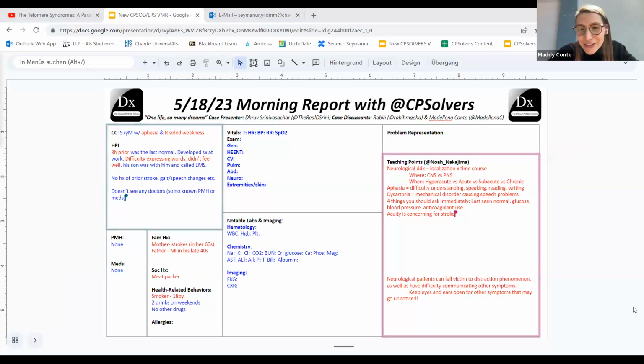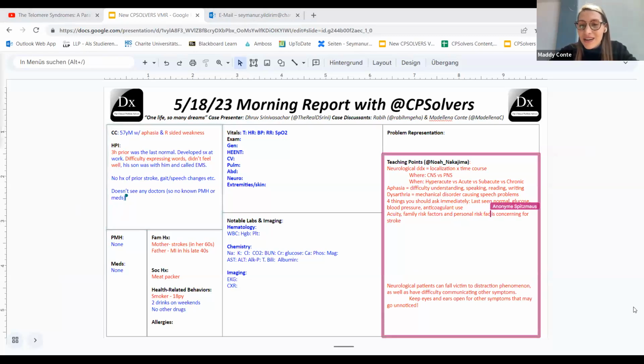The meat packing history or job, I'm not quite tying that into my differential right now. That's a really interesting detail, but I'm not incorporating that into my thinking as to what's going on here. So the summary: we need to act fast because this is an acute presentation, and get the blood pressure, vitals, and get him into the non-con CT scan.